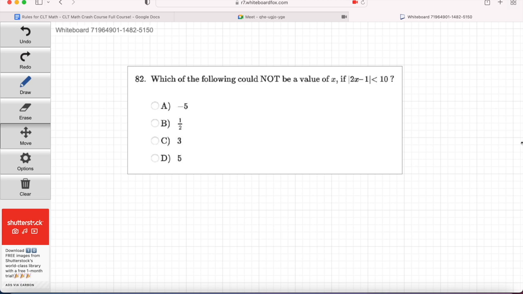We'll plug in negative 5. We'll see if it works or not. If it doesn't work, we'll probably go with it as our answer. Looking good. Love that you're doing the PEMDAS here, right? You're doing the multiplication there inside the absolute value signs before you do the subtraction. It's perfect.